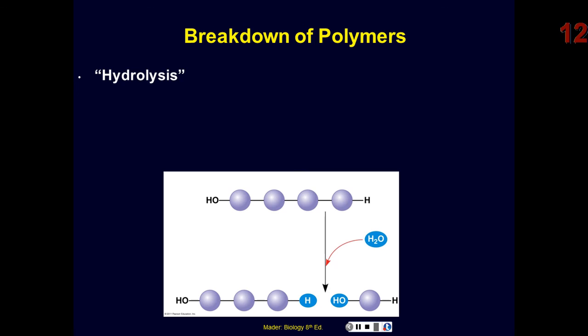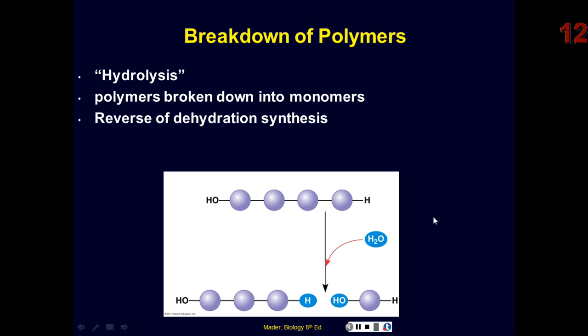We're going to break the bond using water, hydrolysis. This is when we're taking a polymer, here's our polymer right here, and we're going to break it into monomers. So we add water. Here water is going to split. Here's the H, here's the OH, and now we have a monomer that has been broken apart from that polymer. So it's the reverse of dehydration synthesis. We're going to add water to break the bond.